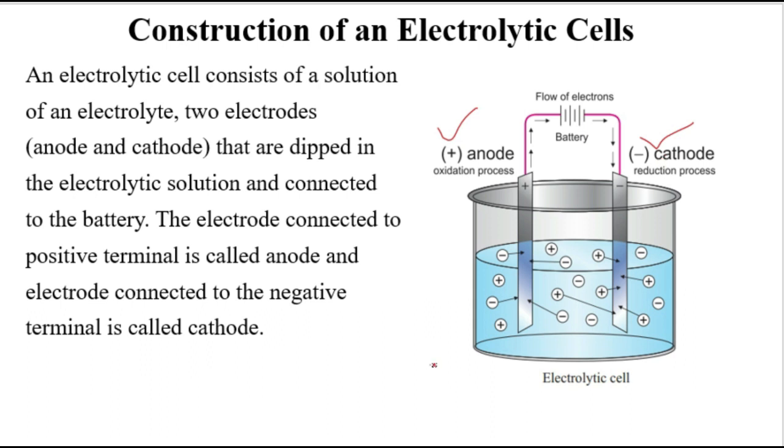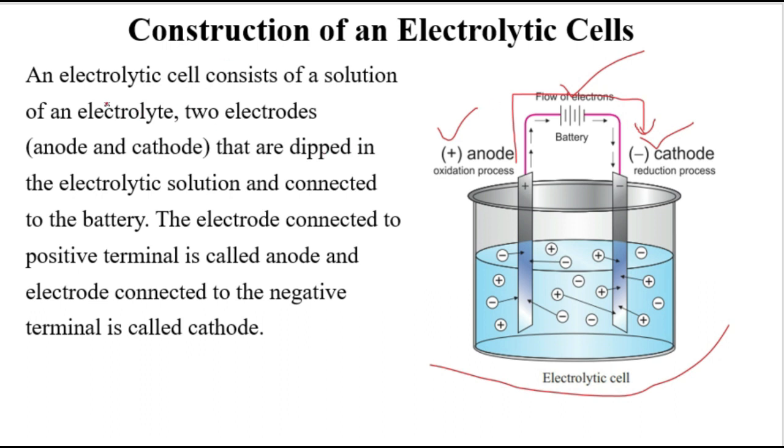We have an electrolytic cell with two electrodes. One of them is called the cathode, which is negatively charged, and the other is called the anode, which is positively charged. We have connected it with the battery, and there is a flow of current, or electrons, from the anode to the cathode. This is the point you have to keep in your mind.